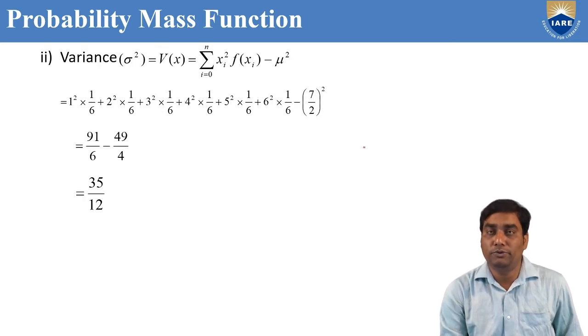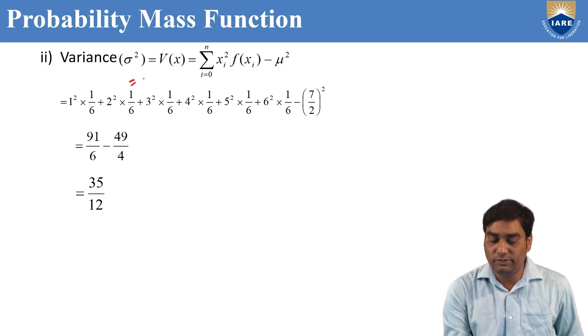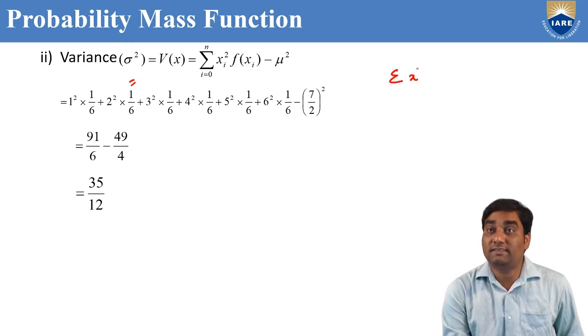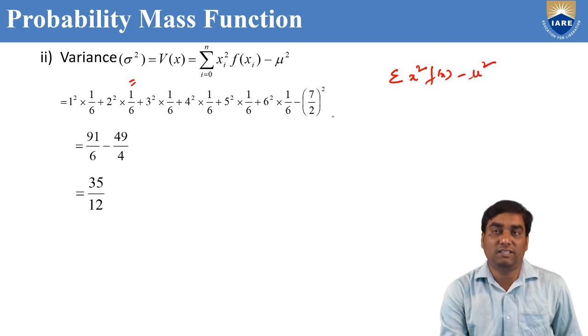After getting mu, we can find the variance by using the formula sigma x square into f of x, and after that you subtract the mean square. That is the variance of x.